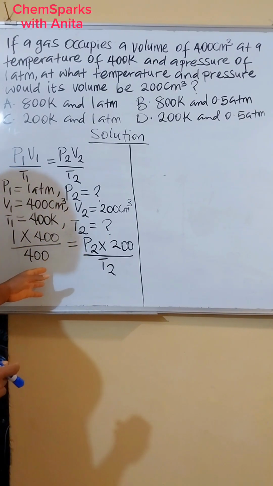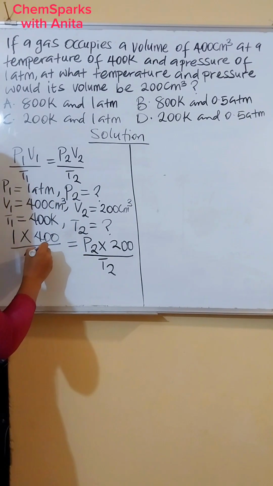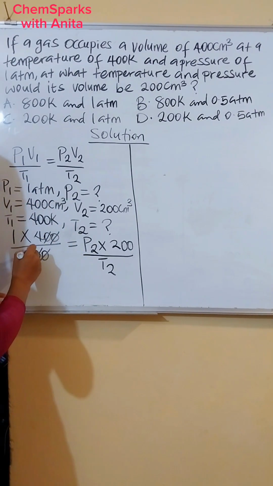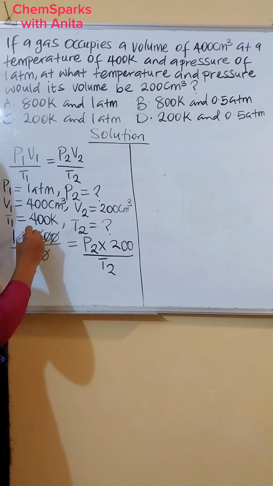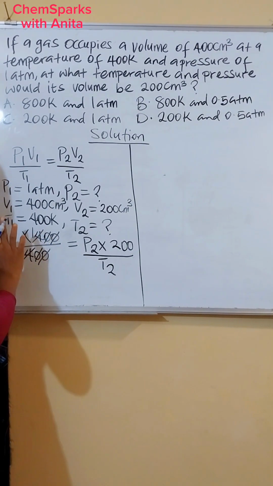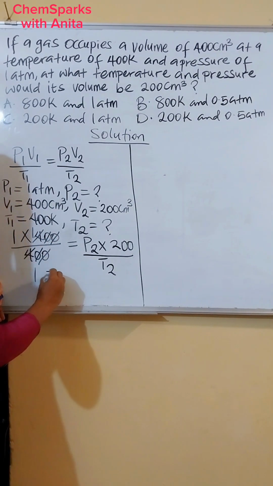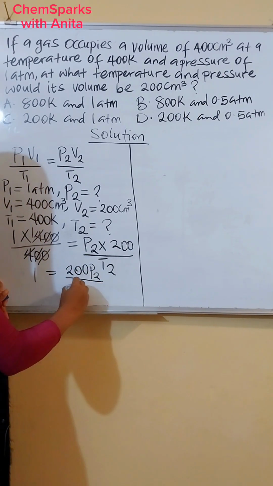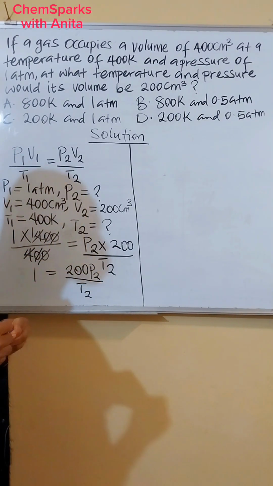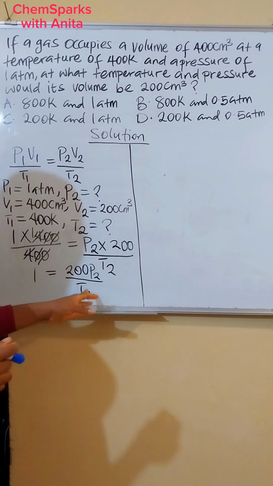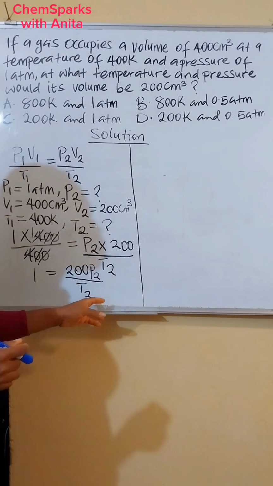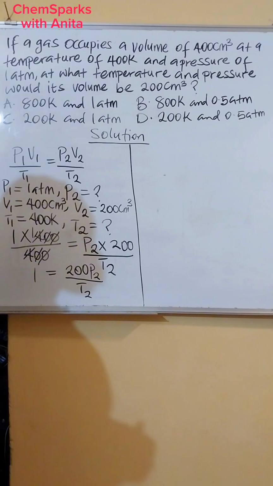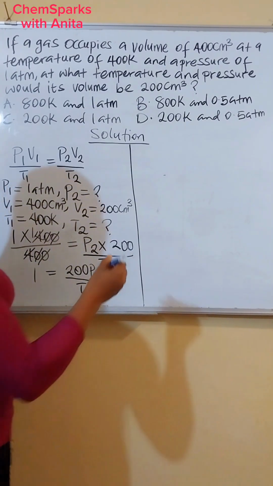Simplify the left-hand side. To do that, we have 0 into 0, 0 into 0, 4 into 4. Then we'll end up with 1. 1 times 1 is what? 1 is equal to 200 P2 over T2. At this juncture, what do we do? Since we have 200 P2 over T2 on this side and we have 1 here, we divide both sides of the equation by 200. And if we do that, we'll end up having this.